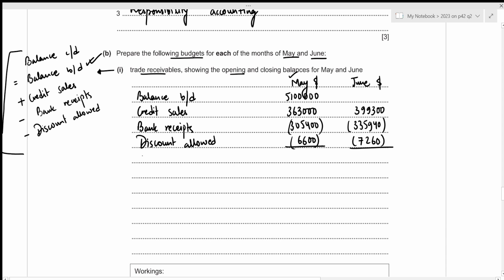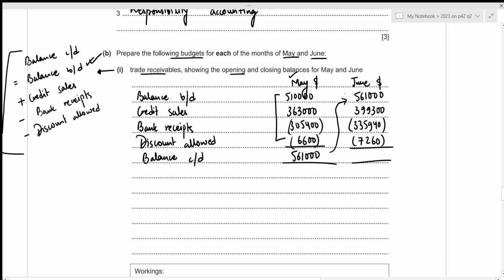Now we can easily figure out the closing balance of our trade receivables for the month of May. That's going to be 510,000, okay, there's an additional 0 here, so that's 510,000 plus 363,000 minus 305,400 minus 6,600, which results in 561,000. Now we need to transfer this amount as the opening balance in the month of June. So 561,000 right here.